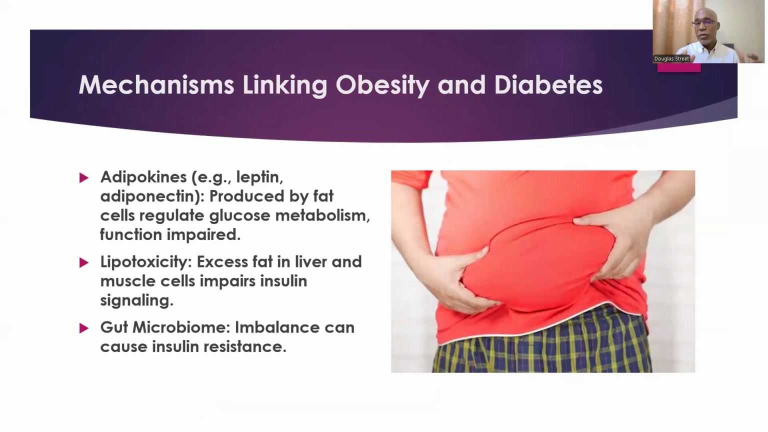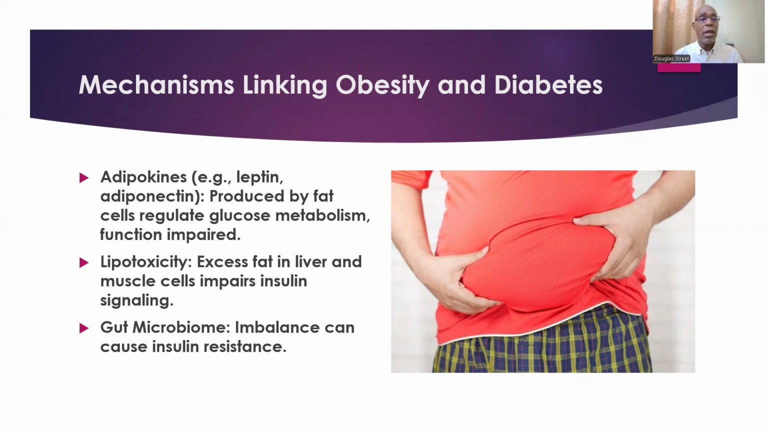And we're going to look at some of the mechanisms that contribute to the linking of obesity and diabetes. You have the adipokines, and these are hormones that are produced by fat cells, and they help to regulate glucose metabolism. The thing is, when you have this state of diabetes, the function of these hormones may be impaired.